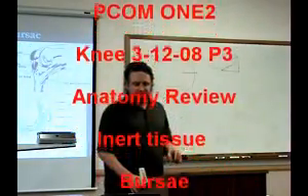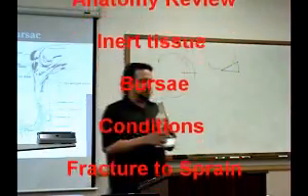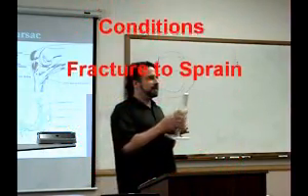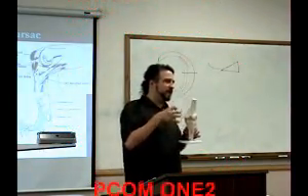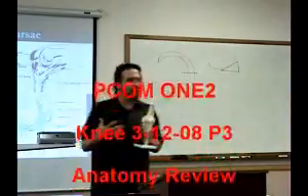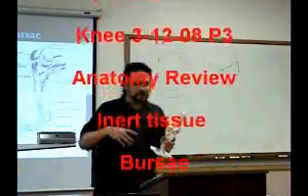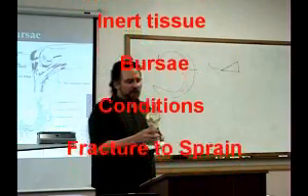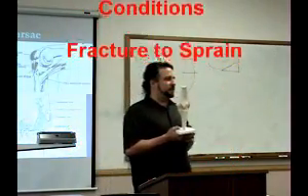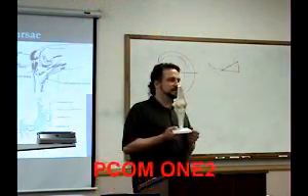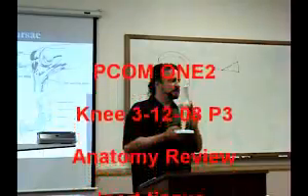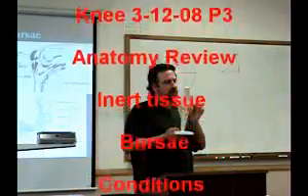All right, so then the last of the inert tissue that we have are the bursa. There's a lot of different bursa around the knee, and they're named primarily as to where they are, if they're deep or superficial. So where would you expect to find the prepatellar bursa? Out in front of the patella, so it's between the patella and the skin.